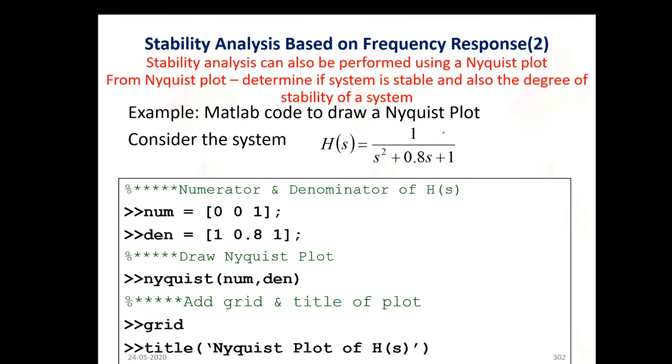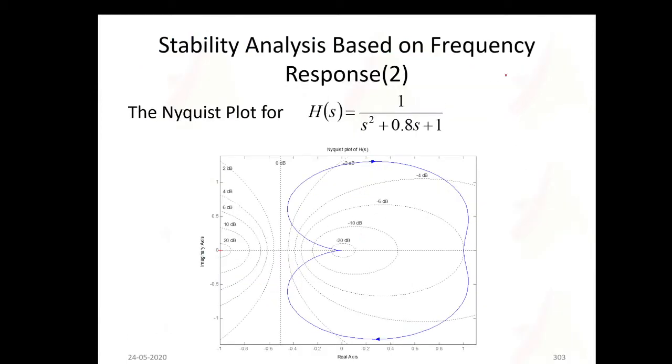Okay, so you can see this is the num and this is the den. Like bode, there is one function called nyquist available. In nyquist the inputs are num and den, and you have to add grids. Now this is the Nyquist plot of this transfer function. This is another frequency response.